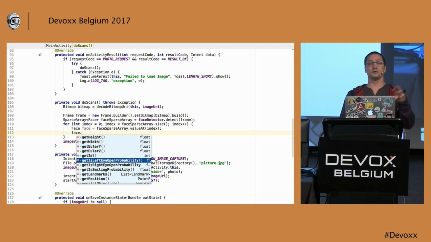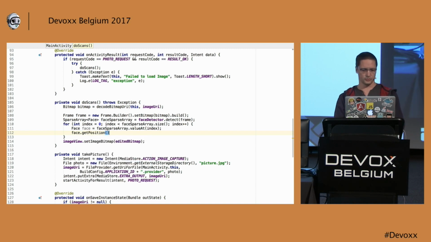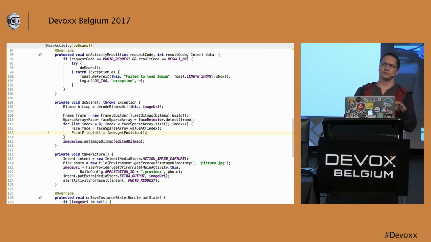There is ID. If you ask for classification, you can get the probability for the eyes to be open, for the person to be smiling. You can get landmarks. You can get position. Position is the point which is at the top left of the square, of the rectangle around the face. So I will use this one and call it top left. And what I want to do is to draw the rectangle around the face.